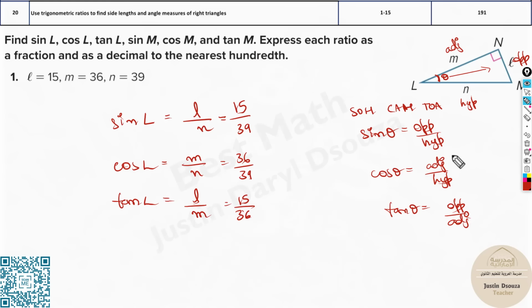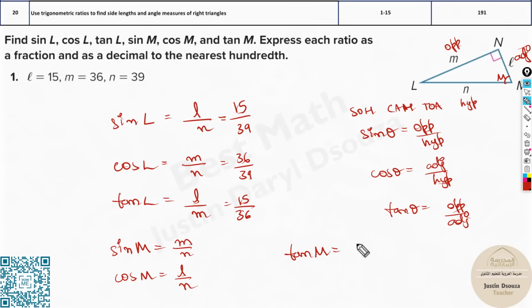This is it. But now we will consider the M angle. So here the hypotenuse does not change, but this is the angle in consideration, M. The opposite will be M and the adjacent is L in this case. So sine M is going to be opposite, M by N. Whereas cosine M will be this one, L by N. And lastly, tan M would be M by L.